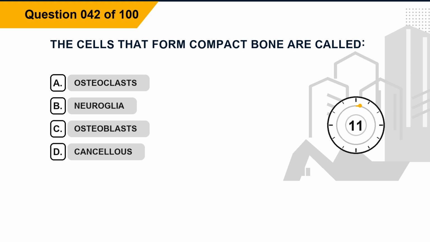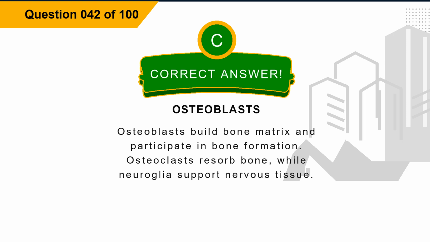Question 42. The cells that form compact bone are called. Option A, osteoclasts. Option B, neuroglia. Option C, osteoblasts. Option D, cancellous. The correct answer is option C, osteoblasts. Explanation. Osteoblasts build bone matrix and participate in bone formation. Osteoclasts resorb bone, while neuroglia support nervous tissue.